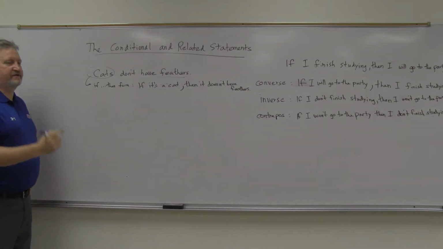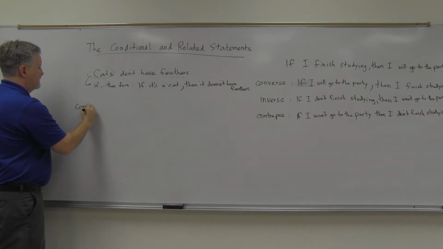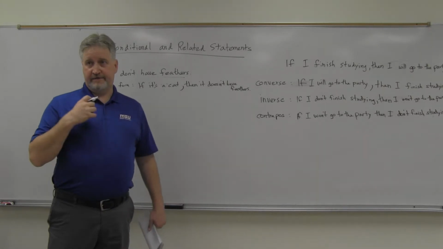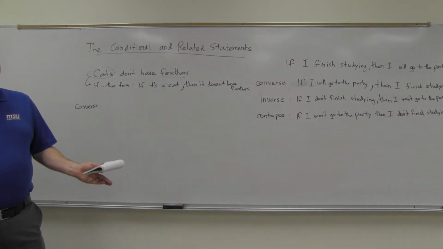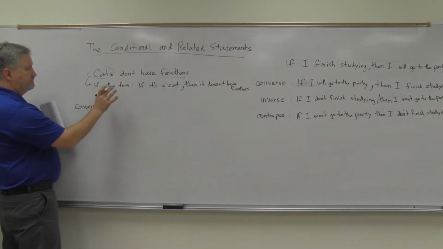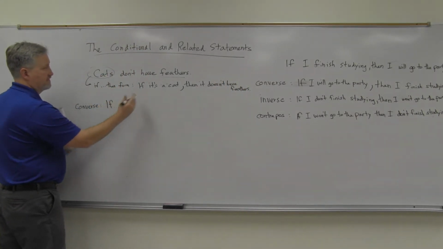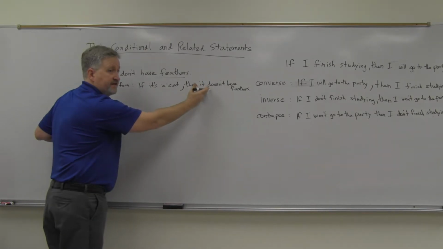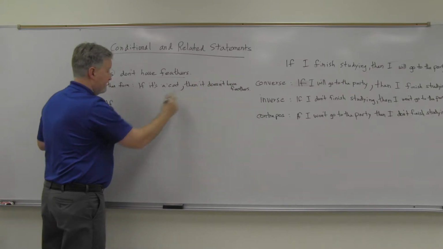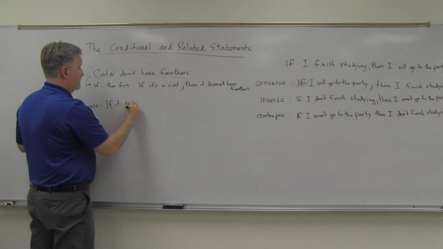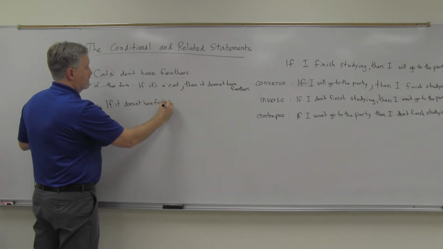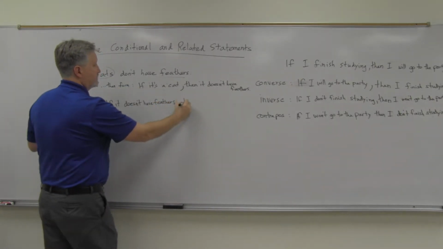So now I can write the converse, inverse, and contrapositive. The converse of that. All right, so in this case, to do the converse, what does the converse do? Flips it. Converse flips. So the then part becomes the if part. So if it doesn't have feathers, then it's a cat.